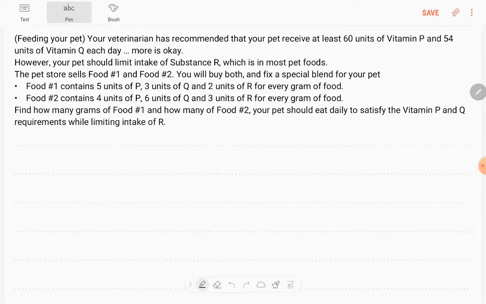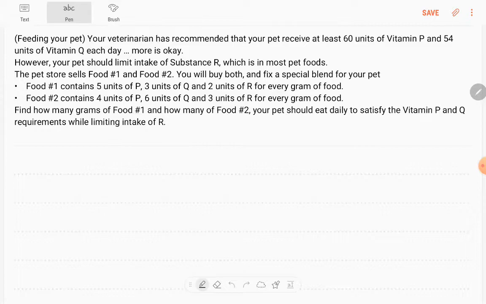You will buy both and mix together to get a special blend for your pet. Food number 1 contains 5 units of P, 3 units of Q, and 2 units of R for every gram of food. Food number 2 contains 4 units of P, 6 units of vitamin Q, and 3 units of substance R for every gram of food.